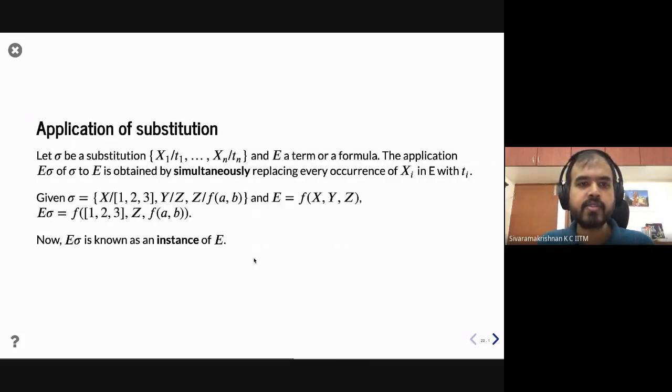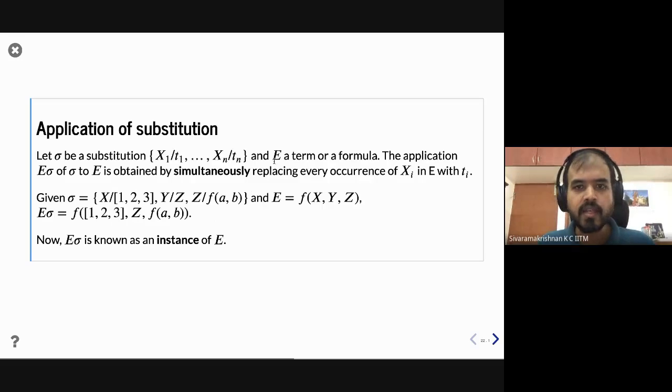So we can extend this to apply substitution to arbitrary complex terms, right? So let sigma be a substitution, and E be a term or a formula. So we don't particularly care what that is. The application of the substitution to E, right, is obtained by simultaneously replacing all the occurrences of xi with ti, right? So you take all the occurrences of xi, replace that with ti on the original term, right? So what does this mean?